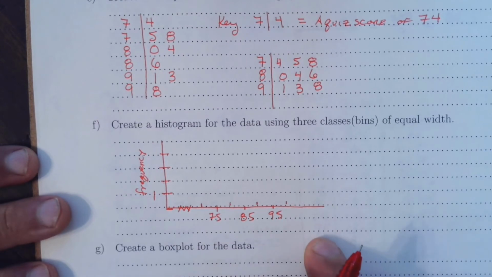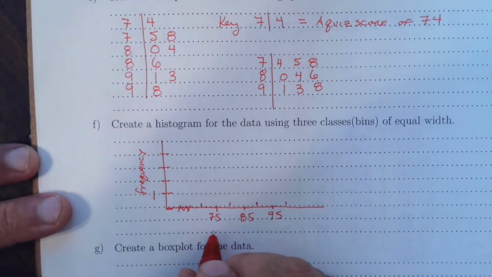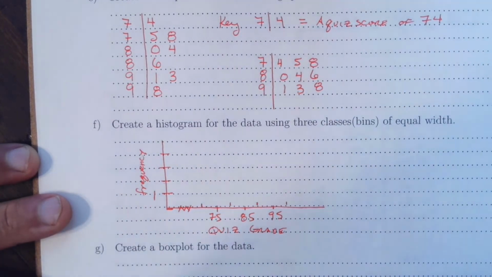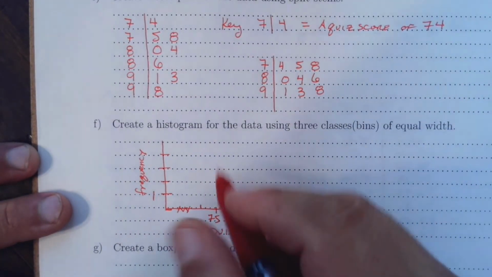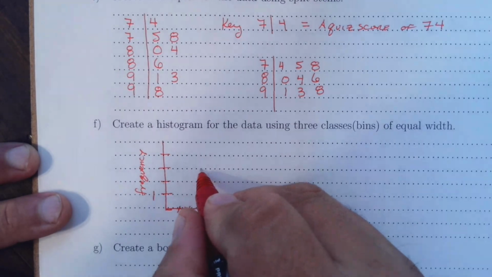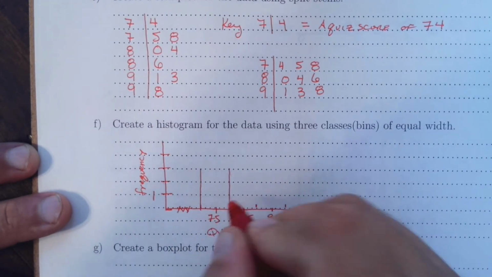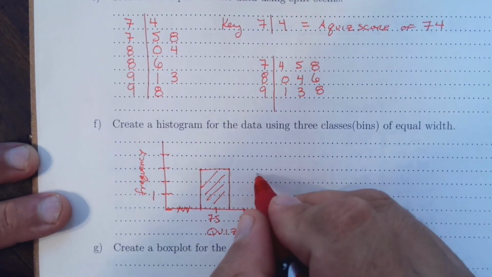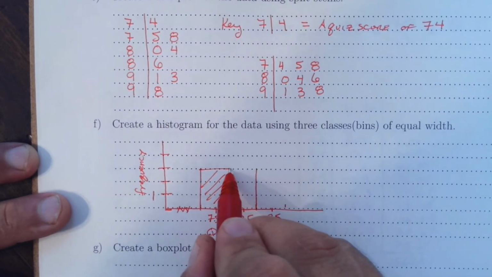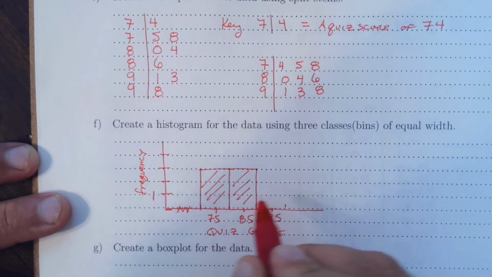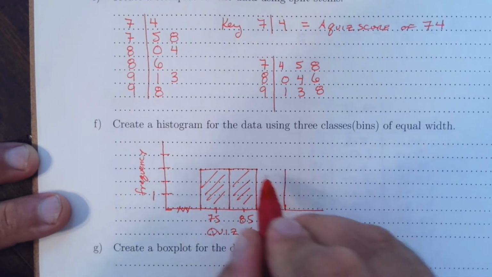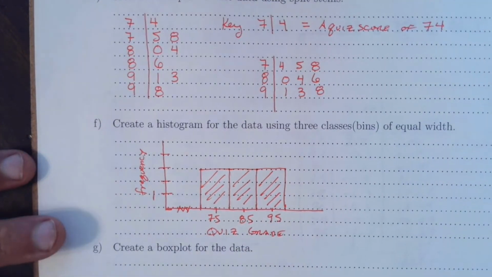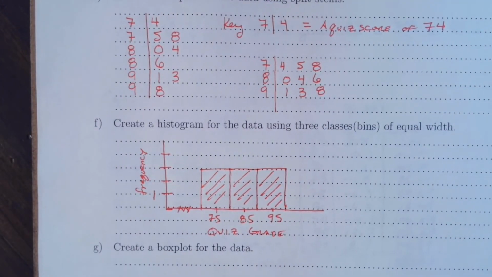On my horizontal axis I have to label that as well, and this represents quiz grade. For this particular one, I would be able to say I have a frequency of 3 for that bin or class, a frequency of 3 for that bin, and a frequency of 3 for that bin. So there I have now my histogram.